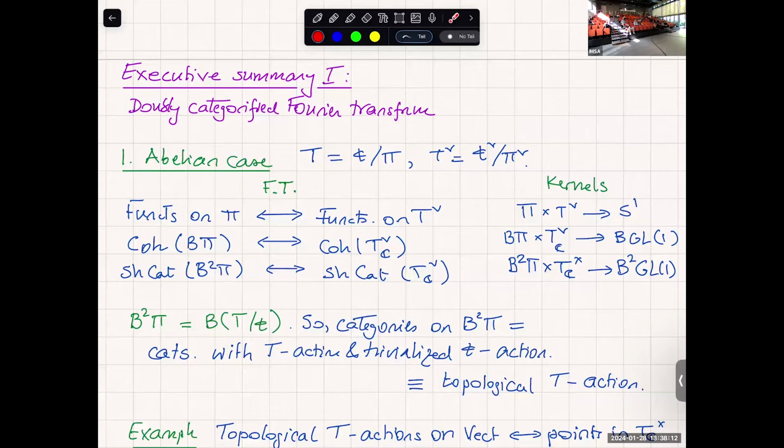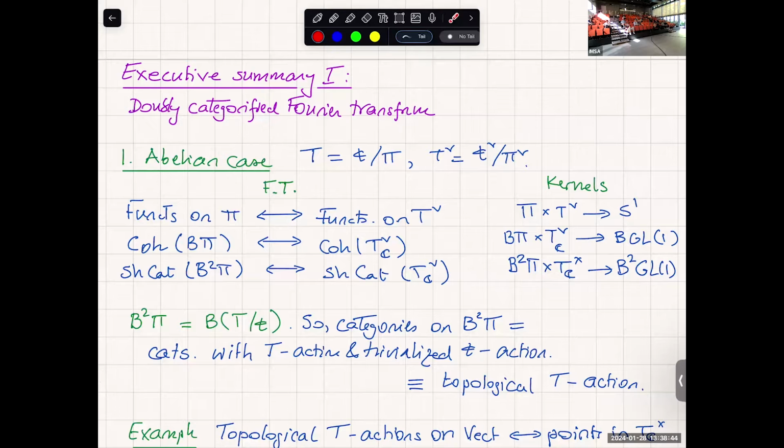So let's look at the abelian case. And in some cases, it's formal linear algebra. So we take a torus, which is a Lie algebra mod lattice, mod pi1, and the dual torus being dualized. And we have three layers of Fourier transform. So first of all, functions on pi correspond to functions on the Pontryagin dual group. The kernel comes from the bicharacter from pi cross T check to S1. These guys are, of course, the characters of T check.